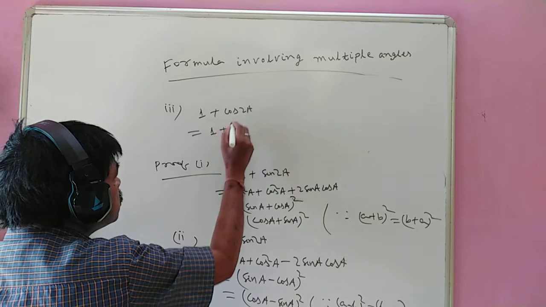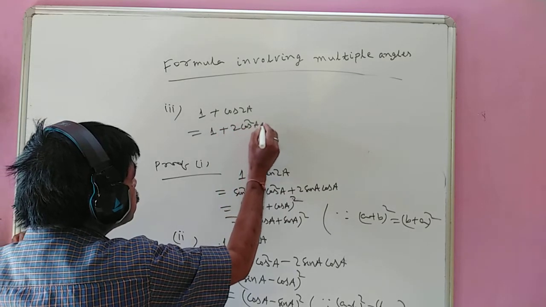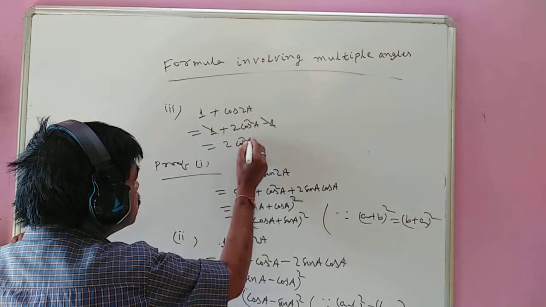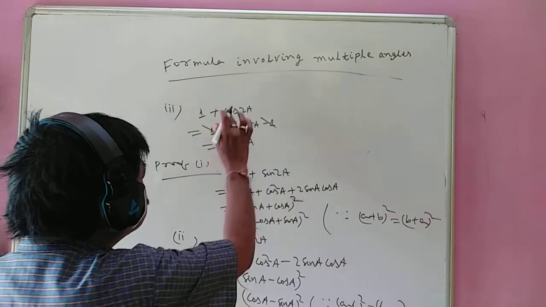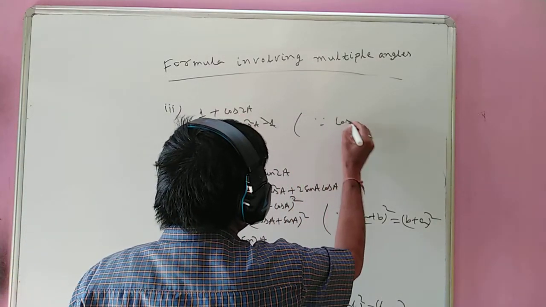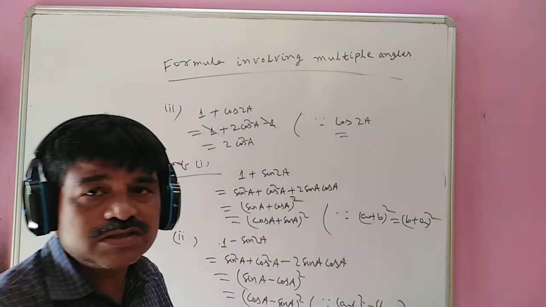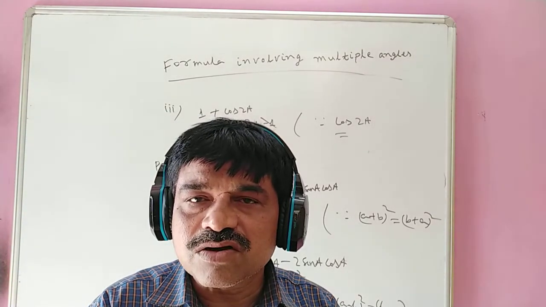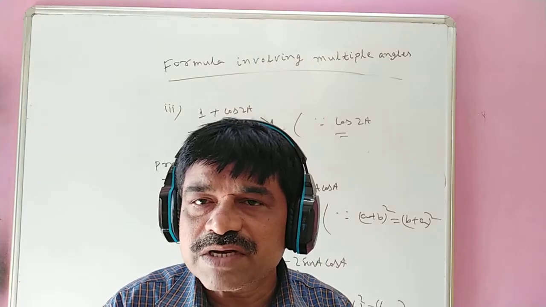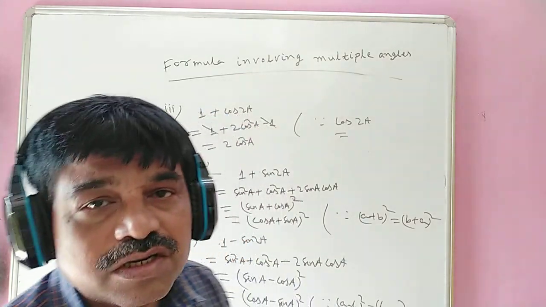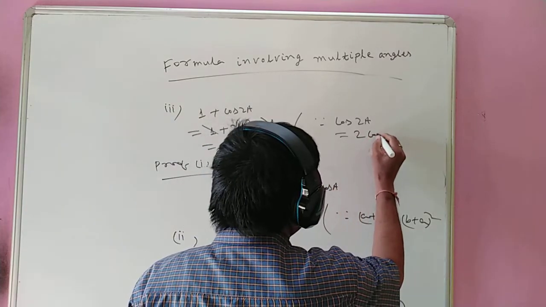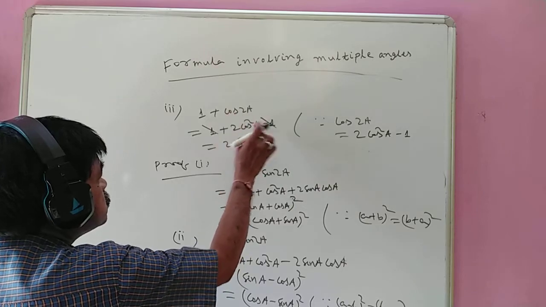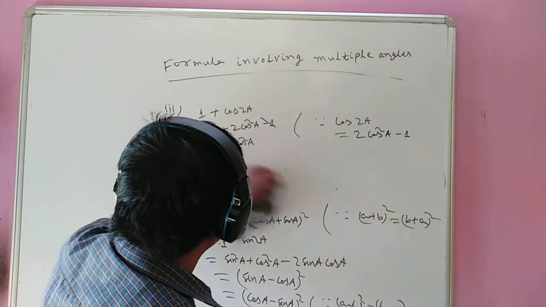For this 1 you write 1, and for this cos 2a write 2 cos square minus 1. So now the plus 1 and minus 1 get cancelled, so it is 2 cos square. So 1 plus cos 2a is 2 cos square. This is the cos 2a formula we have already discussed. Cos 2a has 4 formulas: cos square minus sin square; in terms of sin, 1 minus 2 sin square; in terms of cos, 2 cos square minus 1; in terms of tan, 1 minus tan square by 1 plus tan square. So in terms of cos it is 2 cos square minus 1, and that is the formula I used. Now the 1 and minus 1 get cancelled, and you are getting 2 cos square.